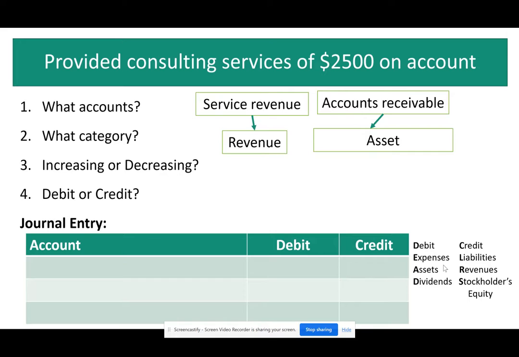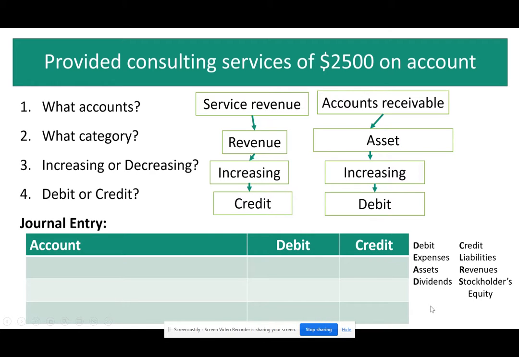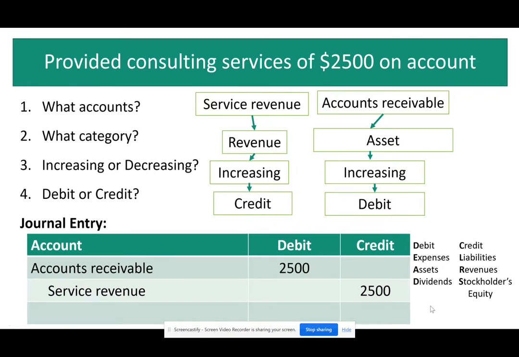Okay? We provided a service, so that increases our revenues. Our customers owe us money, that increases our assets. So in this case, both items are increasing. Okay. Then we use our DEAD CLOCC colors down here. Revenues increase with a credit. Assets increase with a debit. So our journal entry is a debit to accounts receivable and a credit to service revenue. So we can have a revenue even though our customer hasn't paid us yet.